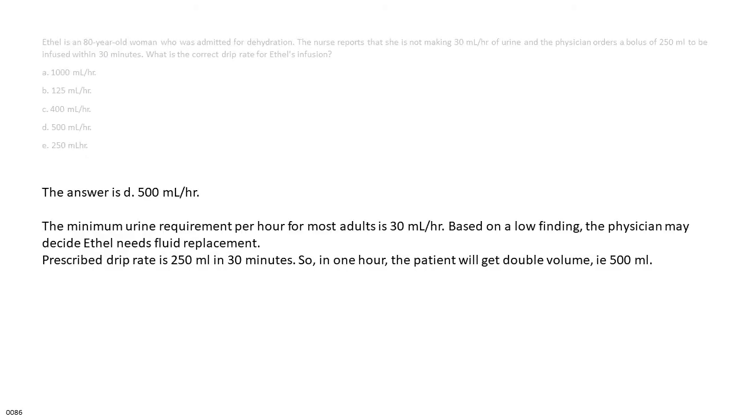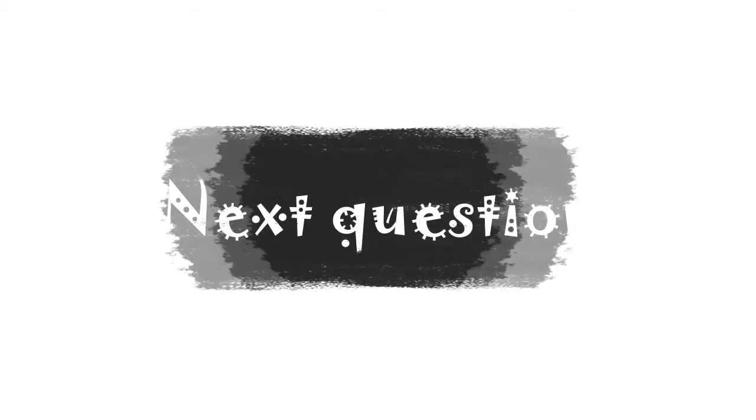The answer is D. 500 milliliters per hour. The minimum urine requirement per hour for most adults is 30 milliliters per hour. Based on a low finding, the physician may decide Ethel needs fluid replacement. Prescribed drip rate is 250 milliliters in 30 minutes. So, in 1 hour, the patient will get double the volume, 500 milliliters.